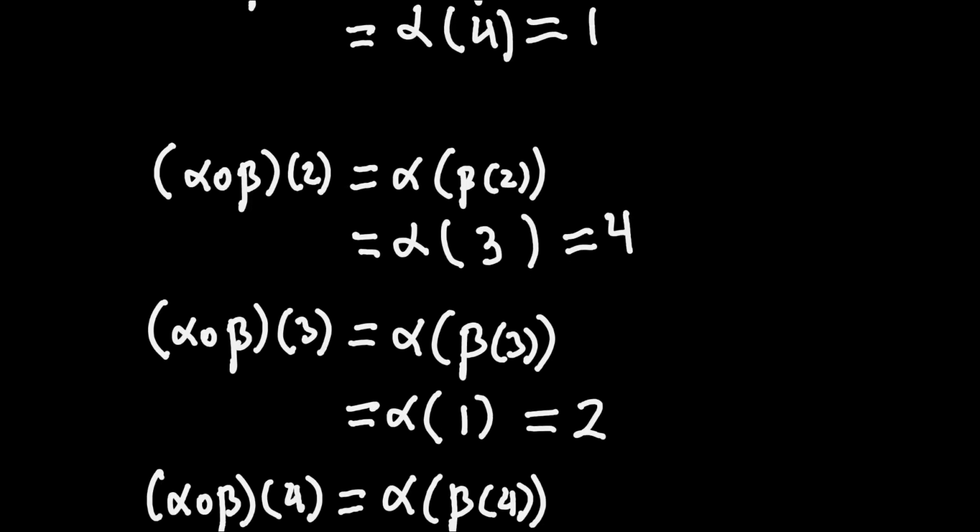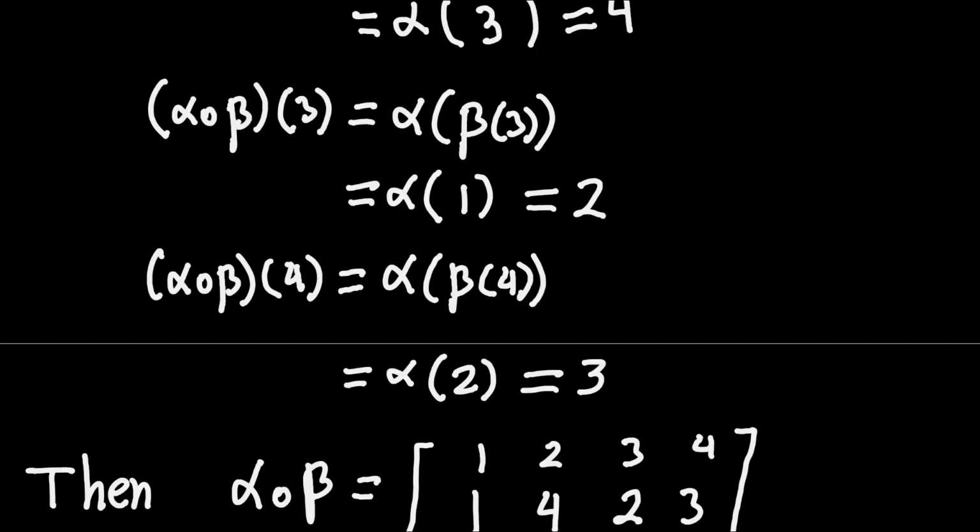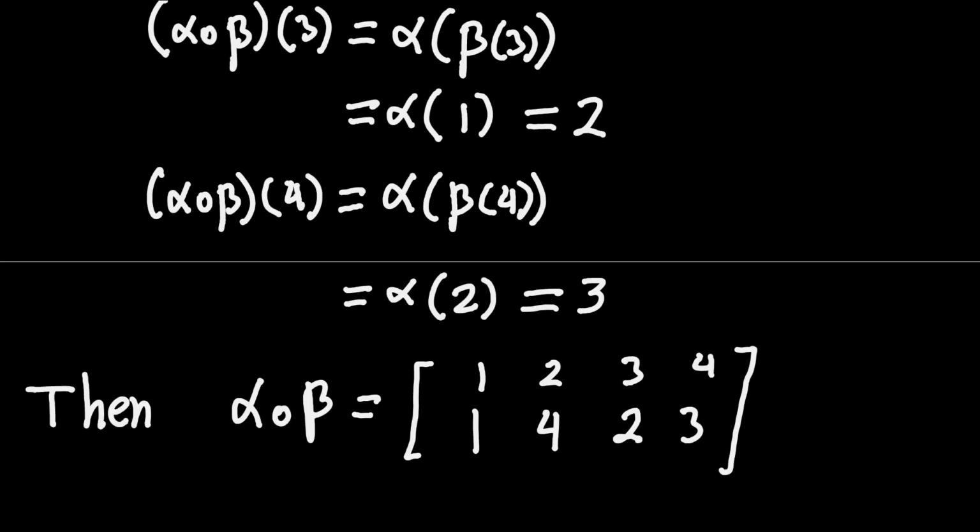And for the second part, 2 is mapped into 4. And that's what I have here. 2 is mapped into 4. And similarly for the other ones, 3 is mapped into 2. That is being shown here by this column. And the other one is the same. 4 goes into 3. That's this one. So this will be the array representation of the composition.